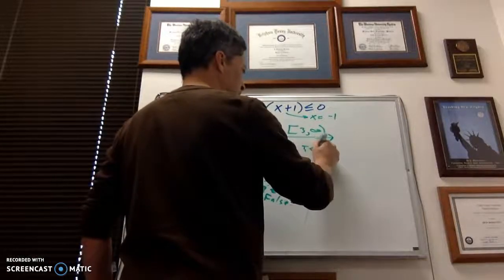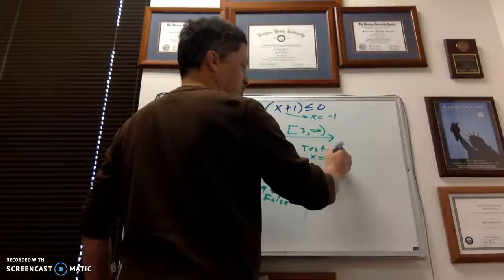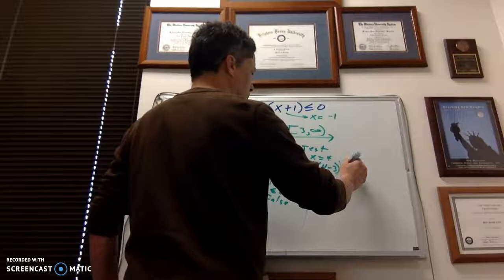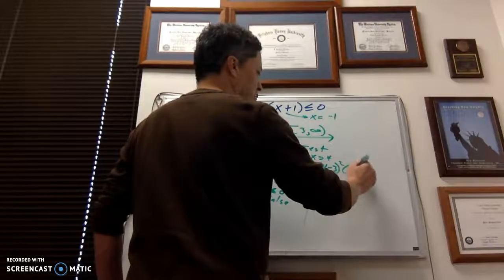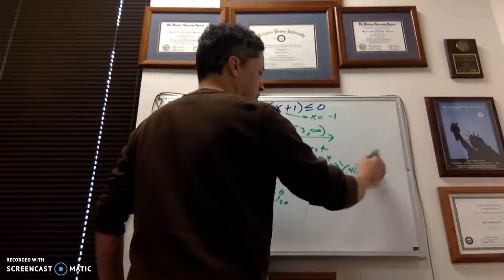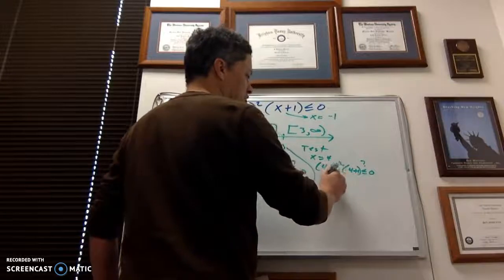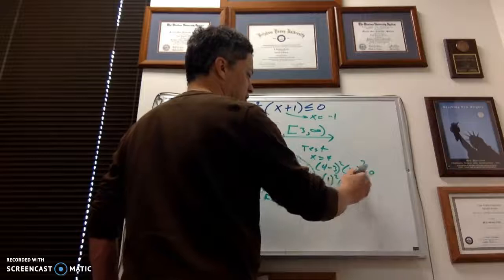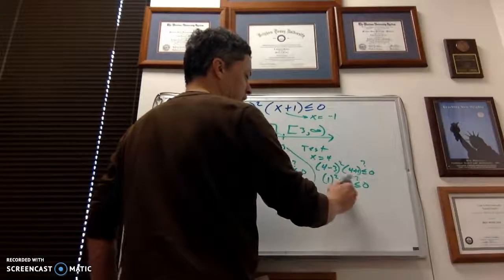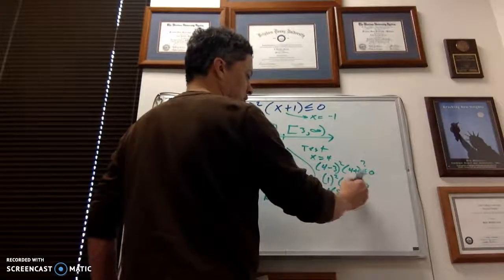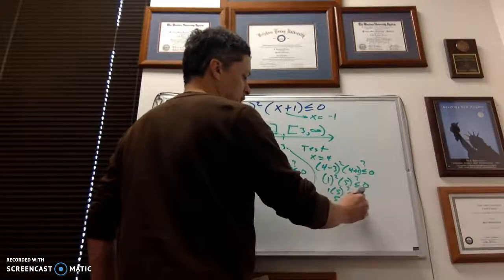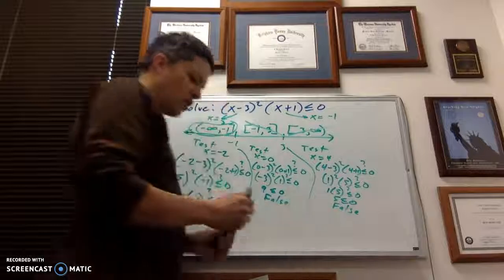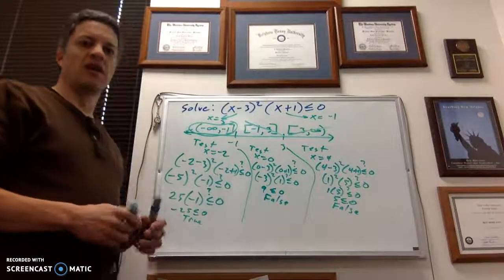Let's test x equals 4 is what I would use. (4 - 3) squared times (4 + 1), trying to be less than or equal to 0. Well, that's 1 squared times 5, trying to be less than or equal to 0, which is 1 times 5, trying to be less than or equal to 0. And that's 5 trying to be less than or equal to 0, and that's false. So that interval also does not work.